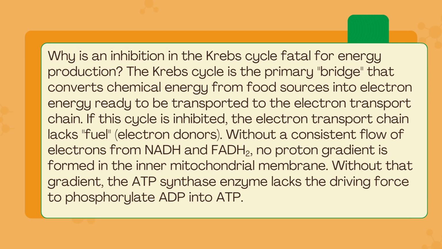Why is an inhibition in the Krebs cycle fatal for energy production? The Krebs cycle is the primary bridge that converts chemical energy from food sources into electron energy ready to be transported to the electron transport chain. If the cycle is inhibited, the electron transport chain lacks electron donors without a consistent flow of electrons from NADH and FADH2. No proton gradient is formed in the inner mitochondrial membrane. Without that gradient, the ATP synthase enzyme lacks the driving force to phosphorylate ADP into ATP.